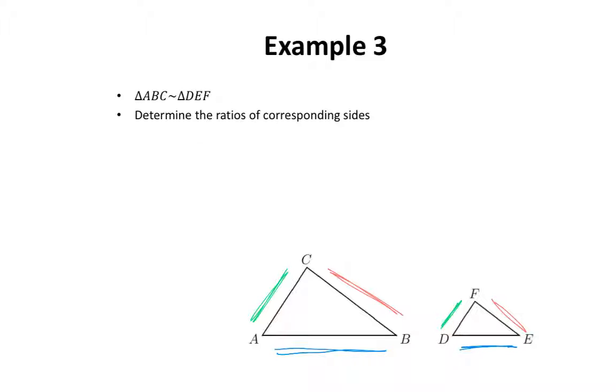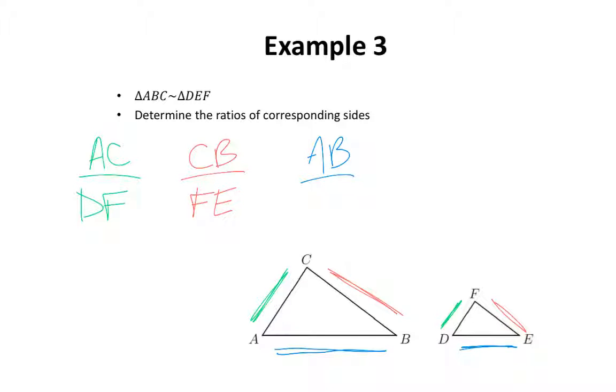So I'm going to start with side AC. The ratio of side AC to DF is written like so. The side CB corresponds with side FE, so that is how you would write their ratio. And the last side, AB, corresponds to side DE. And last but not least, we just need to put some equal signs in between because ratios of corresponding sides are equal.